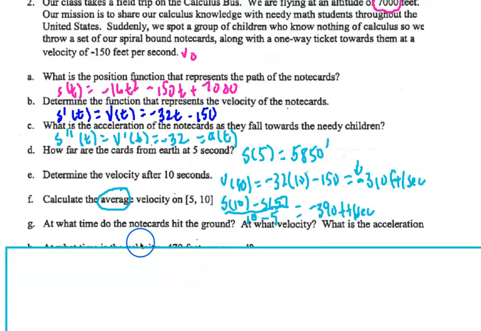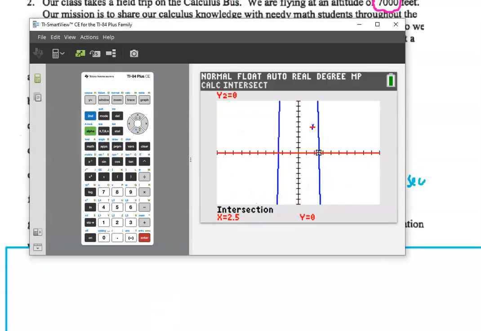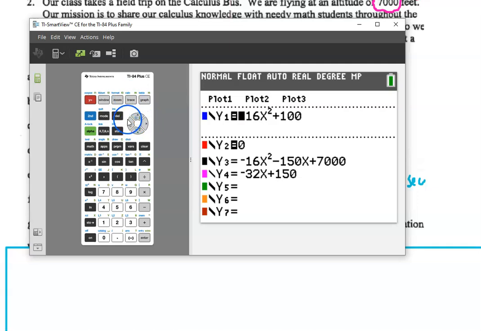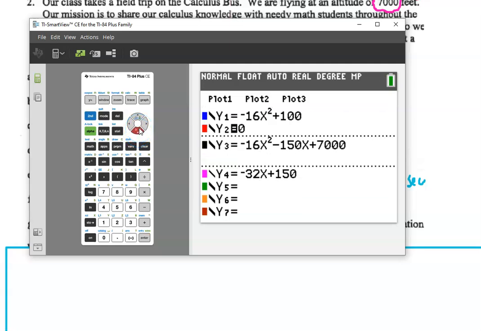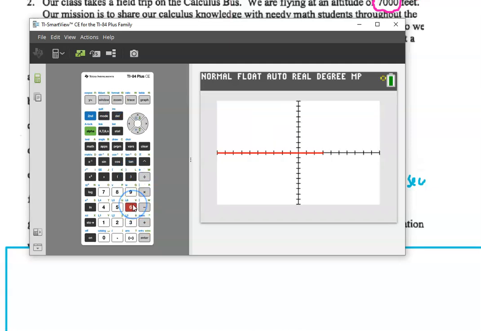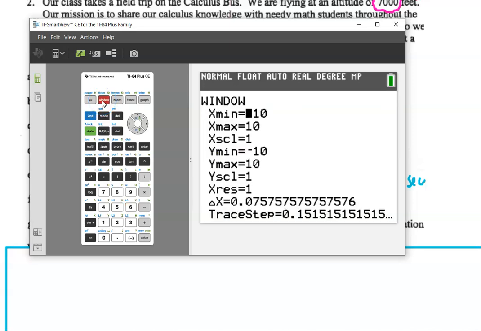At what time do the cards hit the ground? So for that one, I'm going to come back in here to y equal to. I'm going to turn off my first equation and turn on my second equation. I want to know when the note cards hit the ground, so I'm going to start with a Zoom 6 window. I notice that nothing from the parabola appears, but remember we were way high in the air, so I'm going to go to the window.